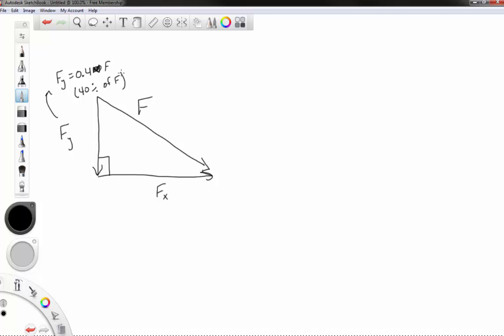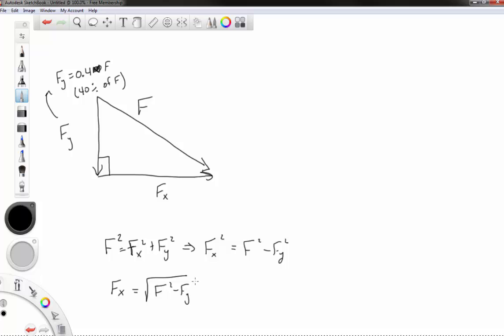Well, the Pythagorean theorem says that for a right triangle, F squared should be equal to Fx squared plus Fy squared. So Fx squared should be F squared minus Fy squared. Or in other words, Fx is the square root of F squared minus Fy squared. This right here, you should have learned at some point in your high school math classes, is called the Pythagorean theorem.